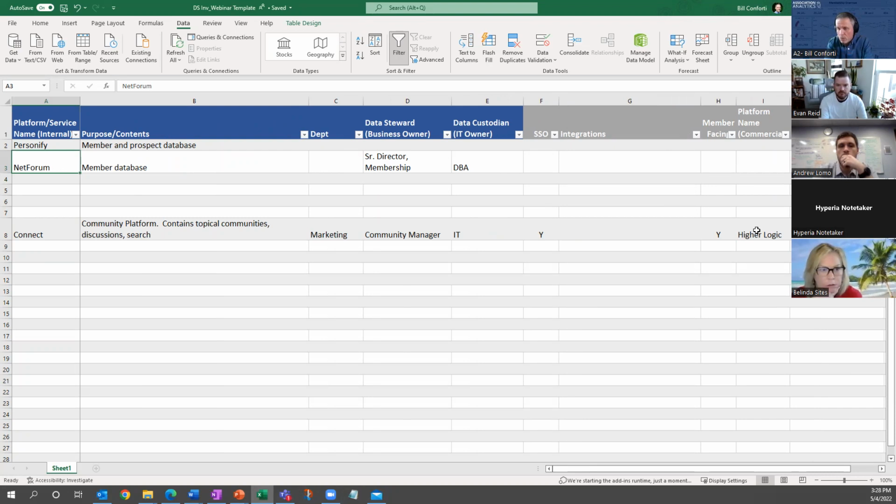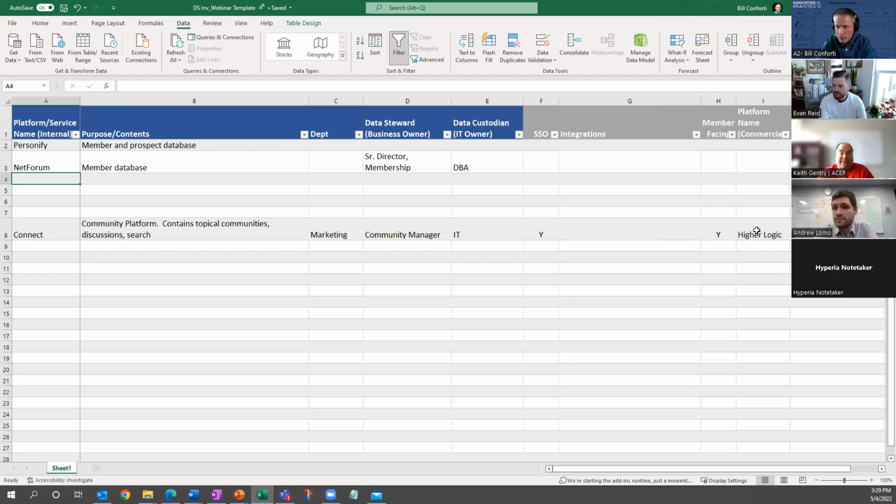What should we put for our... let's fill out some of these, right? We don't have to fill out every single AMS that everyone's using, but just so we have something useful as an example for those that are going to be looking at this later. So I have NetForum and Personify here. Somebody using another AMS besides those? We actually use Dynamics CRM.